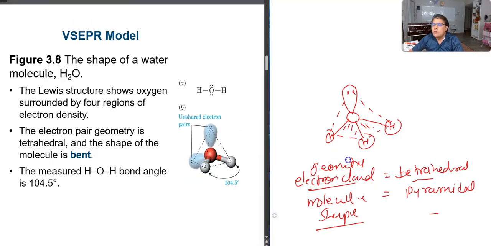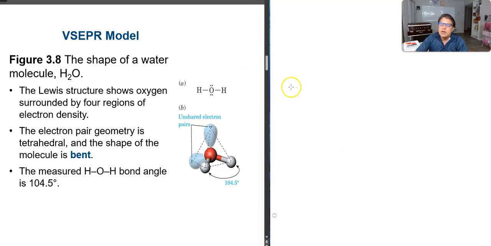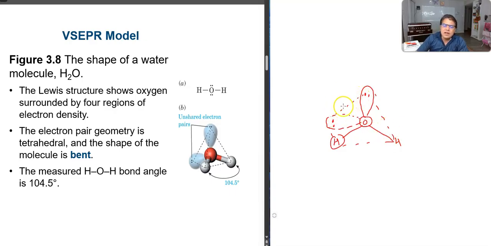Now let's see one other, very interesting example: water. What happens in water? Look at that. This is oxygen, and this is hydrogen, and this is hydrogen. If you remember, it has two lone pairs. Let's make one lone pair a balloon here. This is one lone pair, and this is another lone pair, right? In the H2O Lewis structure, you have two lone pairs on oxygen. Including this electron cloud also, it is again a tetrahedron.